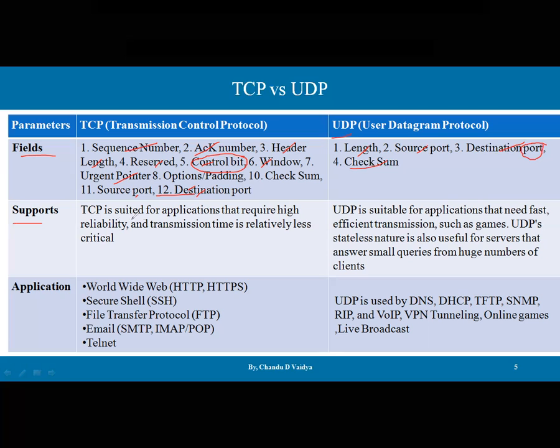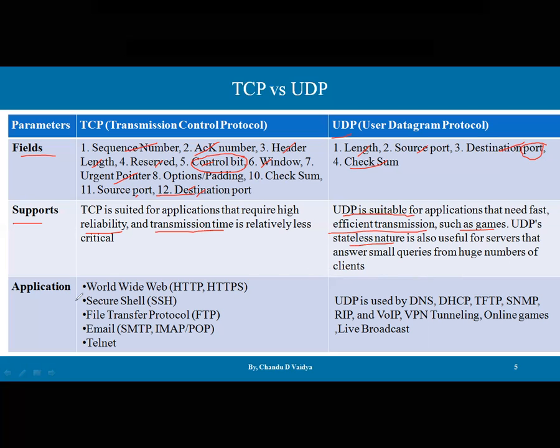Then support: TCP is suitable for applications that require higher reliability, where transmission time is relatively less critical. So it is used for applications where high reliability is needed. Whereas UDP is suitable for applications that need fast and efficient transmission, such as games. UDP's stateless nature is also useful for servers that answer small queries from a huge number of clients.